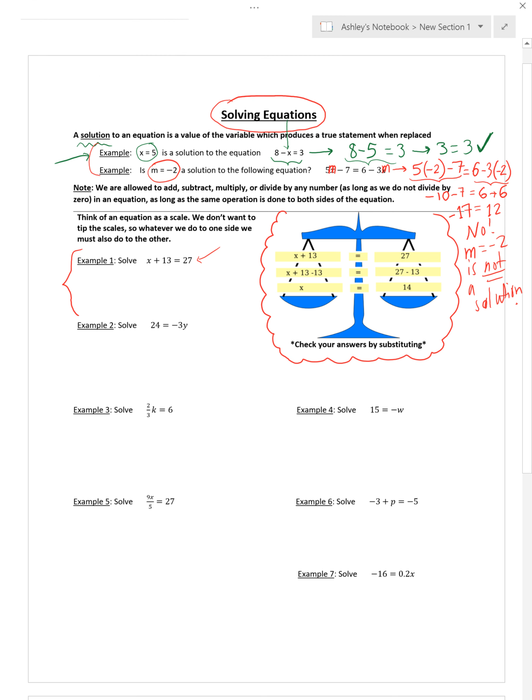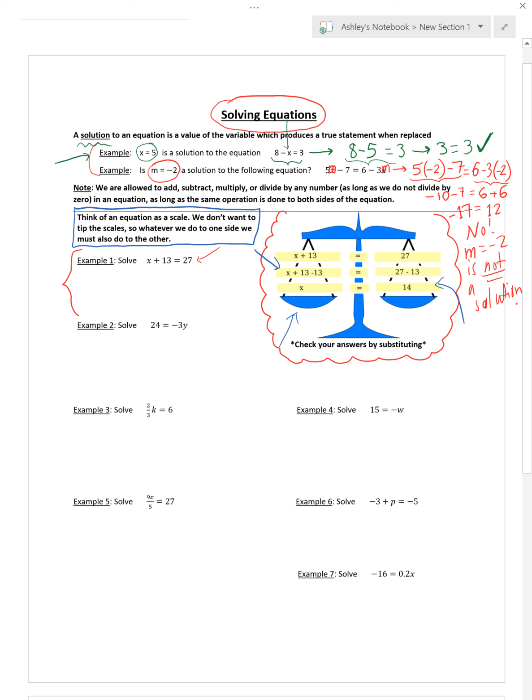So if you're familiar with equations, you probably know this already, but you should think of an equation like a scale. If you have a scale and it's balanced, that means there's the same amount of weight on one side as there is on the other. But if you add weight to one side and not the other, then of course the scale is going to tip and be unbalanced. So think of an equation, you don't want to tip the scale and make it unbalanced.